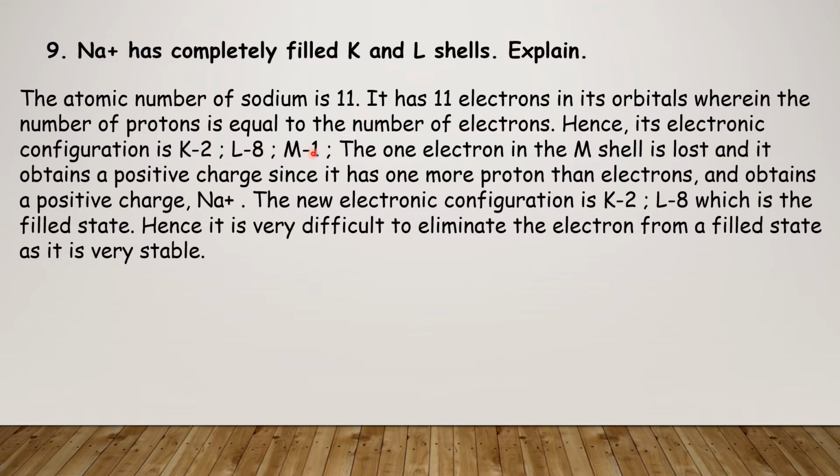Got it, children? The 1 electron in the M shell is lost and it obtains a positive charge, since it has one more proton than electrons, giving Na plus. The new electronic configuration is K2 L8, which is the filled state, and that is stable. Hence it is very difficult to remove an electron from a filled state as it is very stable. So this answer also you can write in your notebook. So very important.